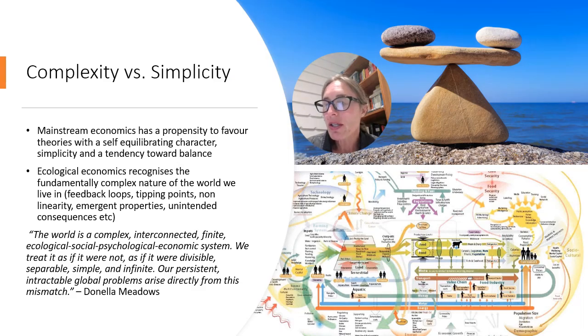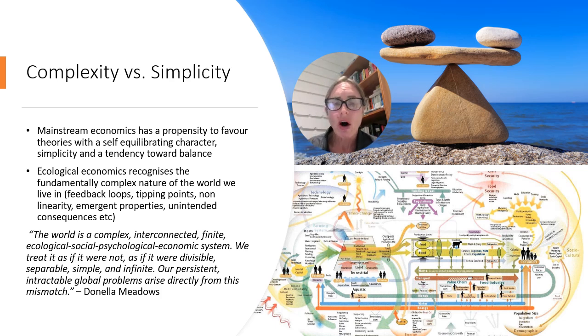Drawing on Lily Falconer's work again, mainstream economics has a propensity to favour theories with a self-equilibrating character, simplicity and a tendency towards balance. But ecological economics doesn't. It recognises that the world is fundamentally complex, with feedback loops, tipping points, non-linearity, emergent properties, unintended consequences, and so on.